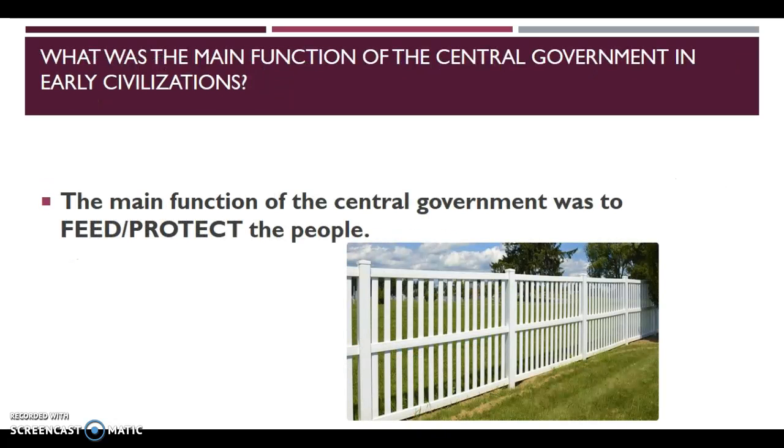What was the main function of the central government in early civilizations? The main function of the central government was to feed or protect people.